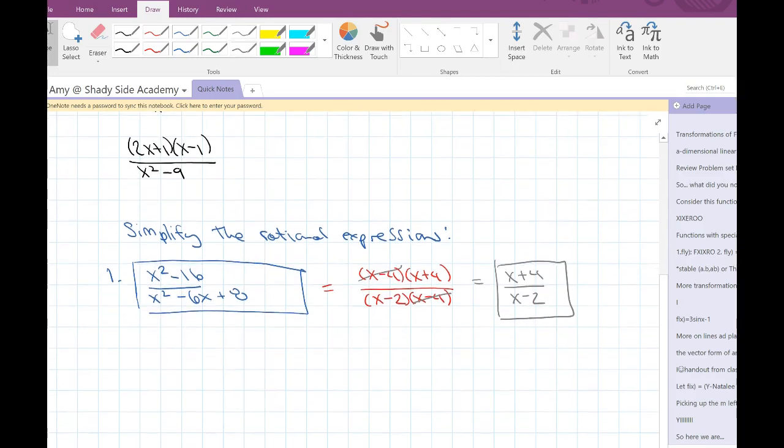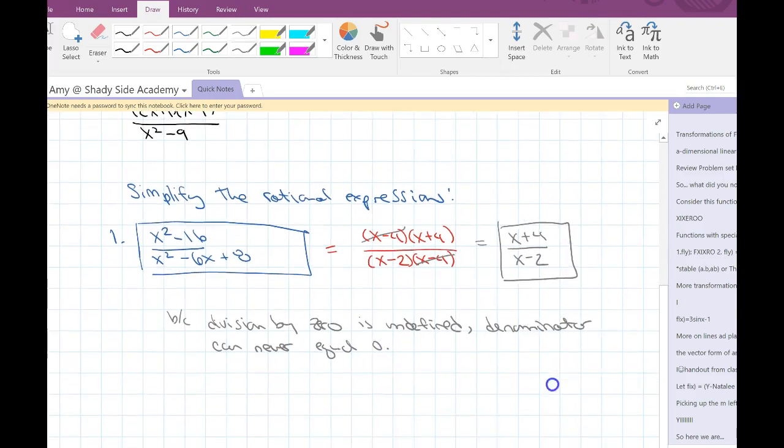Now, there's a habit that I want you to pick up that your text does not reinforce. When you have a rational expression, it is something divided by something, and because division by 0 is undefined, the denominator can never equal 0.